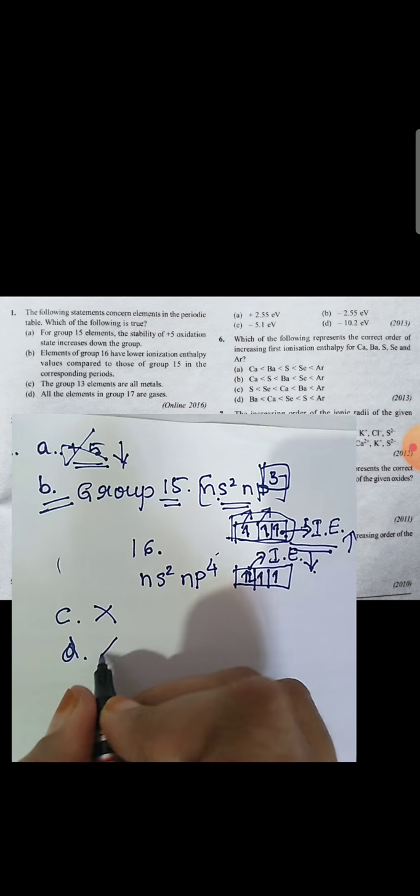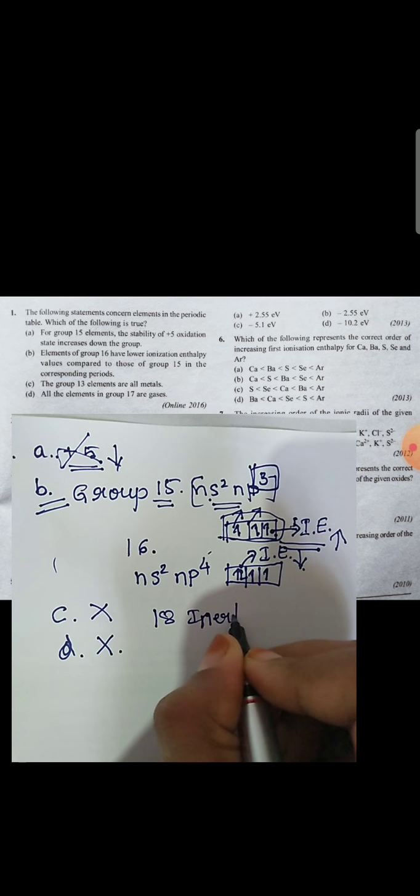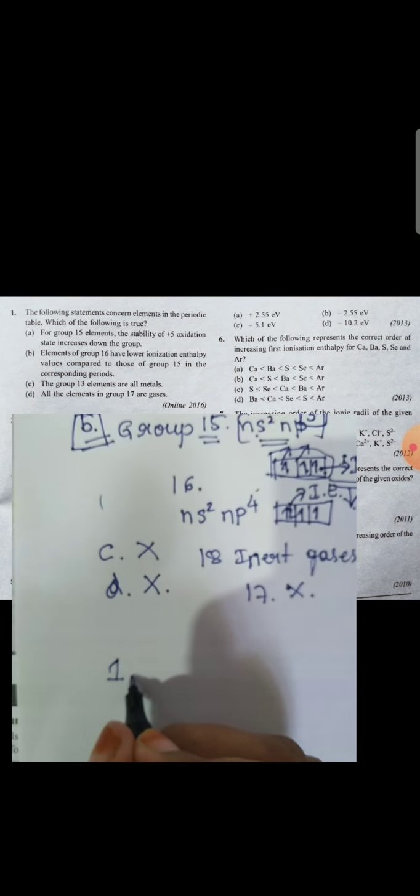Let's see the C and D options. The C option says the group 13 elements are all metals. This is completely wrong; you can see the periodic table, pausing the video. D says all the elements in group 17 are gases. That is also wrong. The 18th group is inert gases, but not all the elements in the 17th group are gases. So the correct option is B. For the first question, the answer is B. Note down the question, the answer and the reasons for the answer.